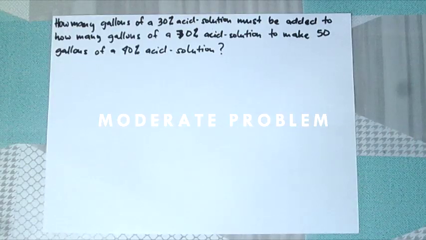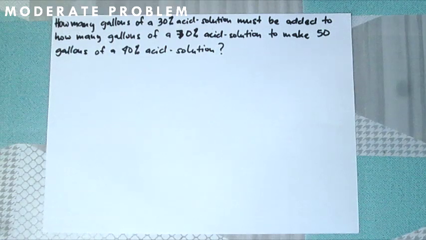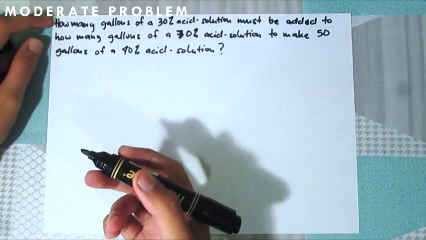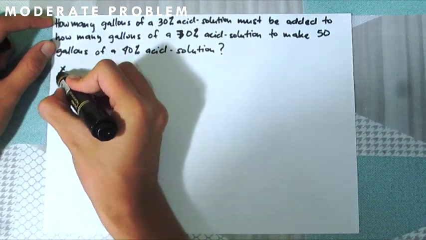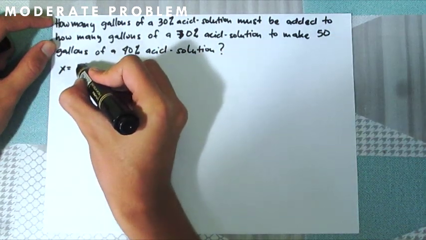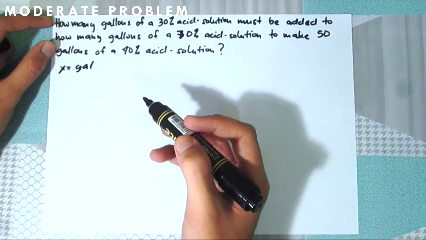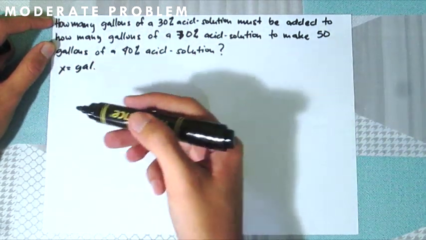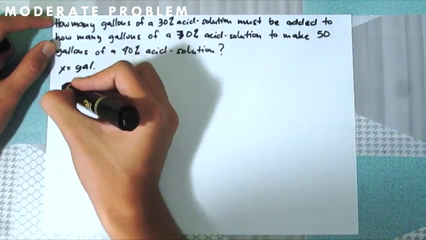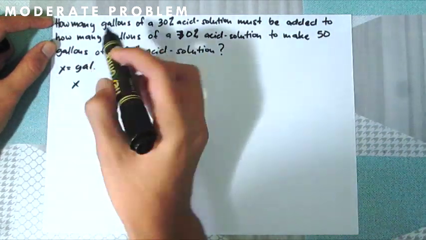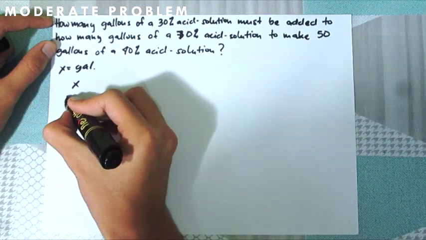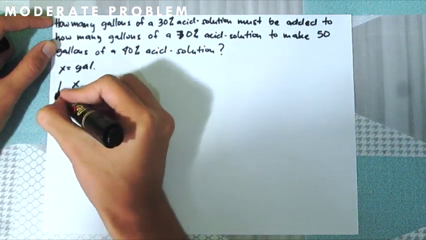How many gallons of a 30% acid solution must be added to how many gallons of a 70% acid solution to make 50 gallons of a 40% acid solution? So let's say our how many gallons is X, and we need to separate each solution in boxes. So in our first solution, we need X of the 30% solution.